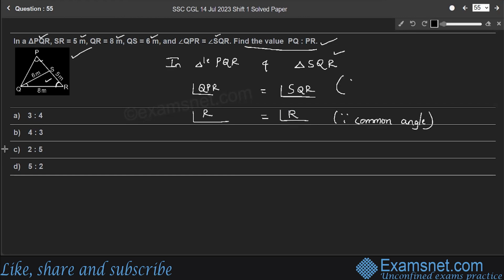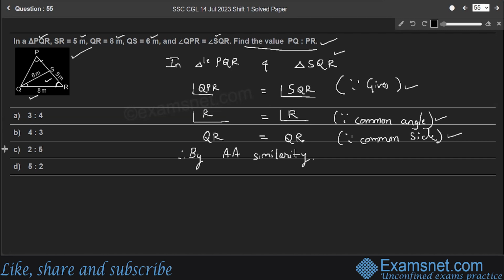between two triangles. Here the reason is given already. In triangle PQR, QR is a side, and QR is one of the sides of triangle SQR also. Therefore, QR is common side between the two triangles. Two angles are equal and side is equal. Therefore, by AA similarity, angle similarity, two angles are equal. Obviously the third angle will be equal.